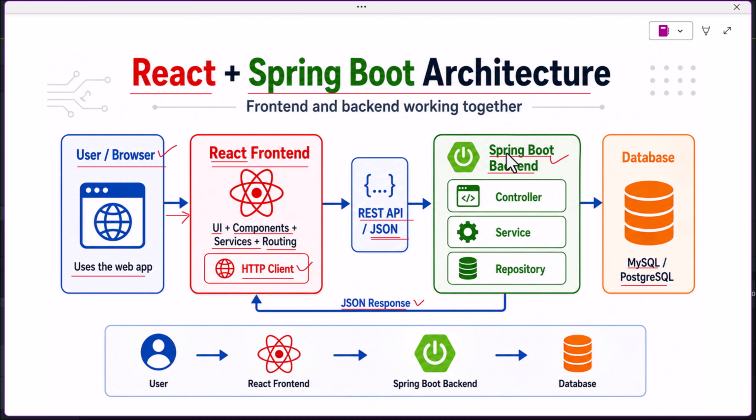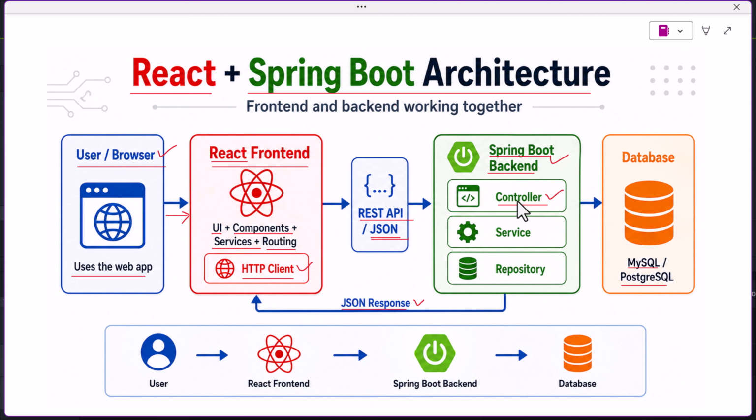Inside the Spring Boot backend, the first important layer is the controller. The controller receives the HTTP request from React. For example, if React calls an API to get all products, the controller method handles that request. The controller does not usually contain heavy business logic. Its main job is to accept the request, call the right service method, and return the response.